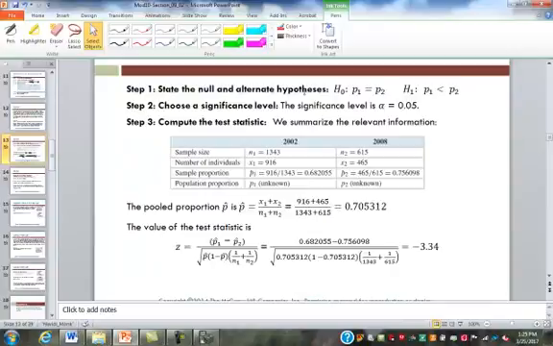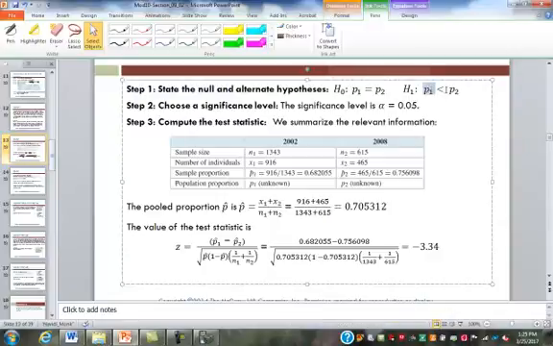So our null hypothesis is that they're equal. Our alternative, as we said, since we're saying 2008 would be bigger than 2002, that's saying we have to word it as 2002 here is smaller than 2008. Significance level, okay, they're giving us a significance level of 0.05.